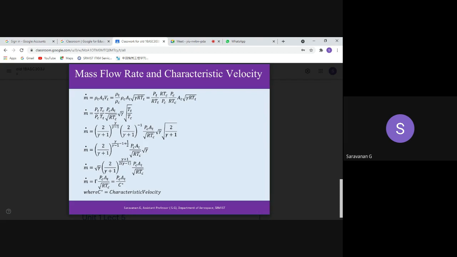So first up is m dot equal to rho T VT, that I told you already. Next, I simply divide and multiply by rho C. So rho C into AT root of RTC. This is the other way of doing it. We can go with PT also, otherwise you could at least use it. So then it becomes PT by RTC.